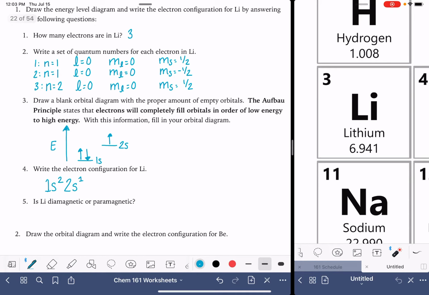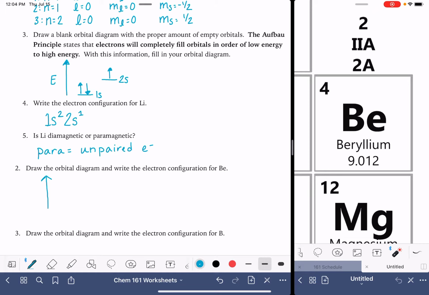So now that we've gone through that, we're going to do a pretty similar thing for beryllium. We're going to do the orbital diagram and write the electron configuration for beryllium. Beryllium has just one more electron than lithium. We're not going to write all the possible quantum numbers. We're going to go straight to the orbital diagram. We're going to need all of the spaces that we needed for lithium. We're just going to need to add one more electron. So we have 1, 2, 3, 4 electrons in beryllium.